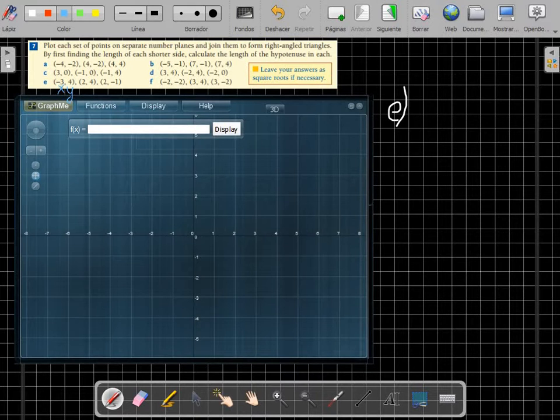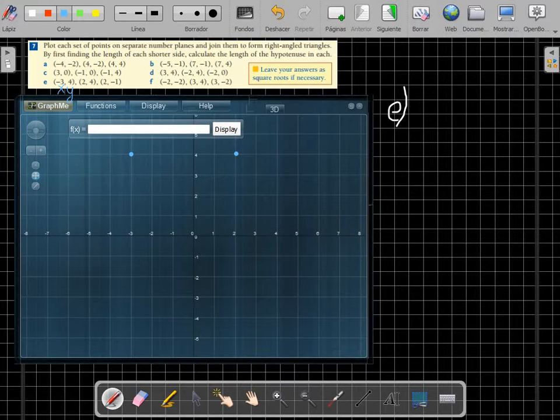The first one is minus 3 in x, 4 in y. So we will look for minus 3 in x. There it is. And from here we're going to move up until we achieve 4 in y. There it is. Minus 3 in x, 4 in y. The next point is 2 in x, 4 in y. Now let's look for 2 in x. There it is. And from here we're going to move up until we get the 4 in y. There it is, 2 in x, 4 in y.